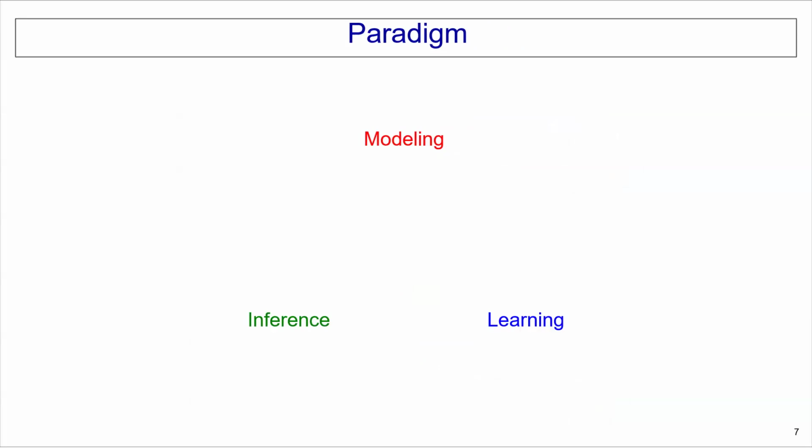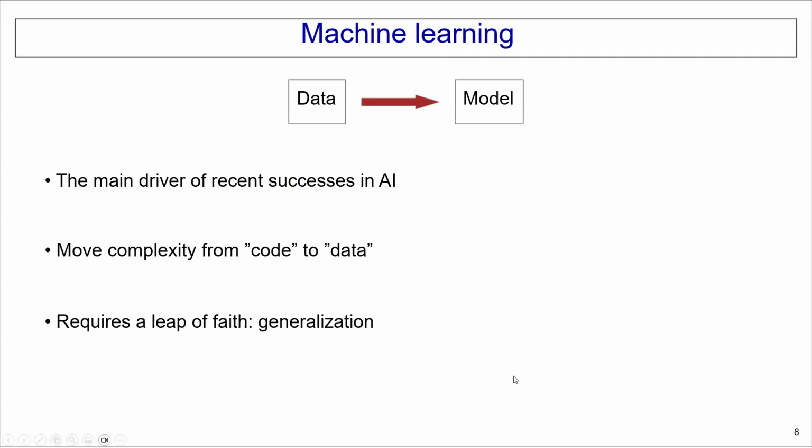To summarize, modeling simplifies the real world, inference answers questions against the model, and learning constructs the model from data. We should know that each step could be challenging to perform and requires approximation. So there will likely be a trade-off too. Now, supporting all of this is machine learning, which has arguably been the most crucial ingredient powering recent success in AI.